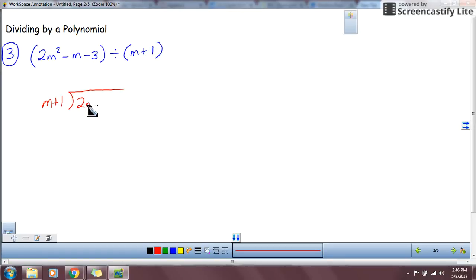All right, now we're going to have a look at some different ones. Now we're going to divide by a polynomial. With this one here, we're basically going to be doing long division with polynomials. Okay, so the way to start it is you take this one here. We're going to say we're dividing m plus 1 into this.